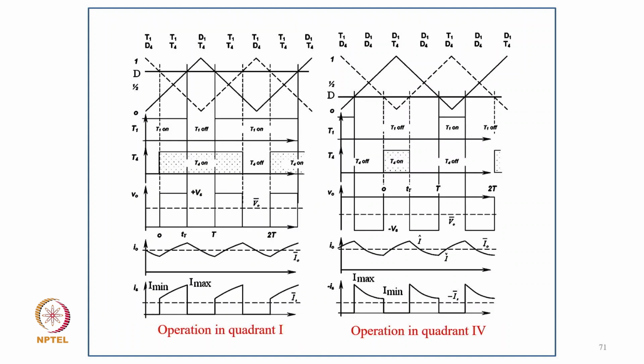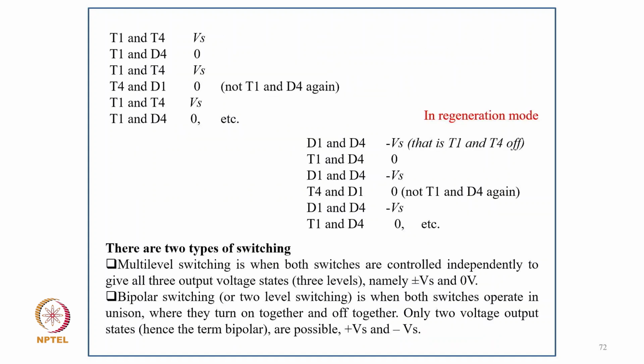These are the typical waveforms for quadrant 1 and quadrant 4, and you have the operation showing which devices are conducting, when T1 and T4 are on, T1, D4 on. This explains the different operating conditions for regeneration also.